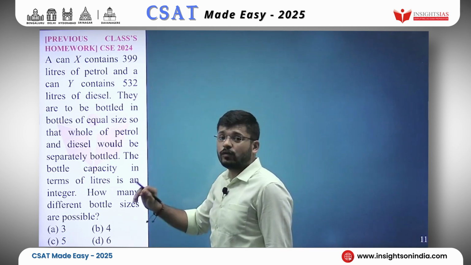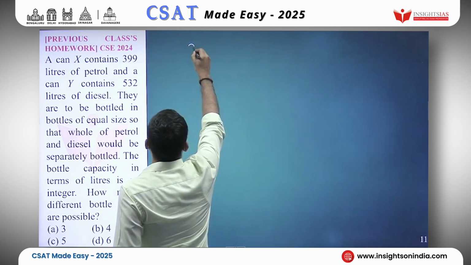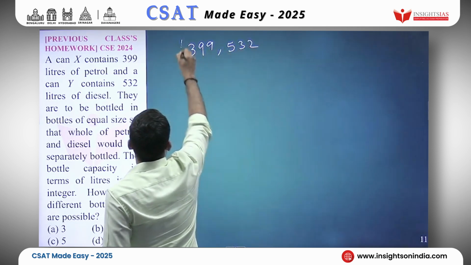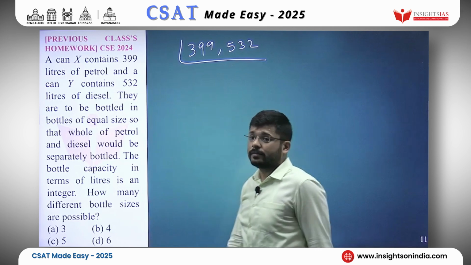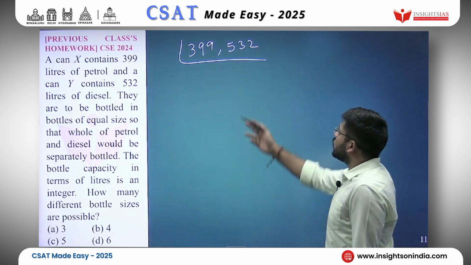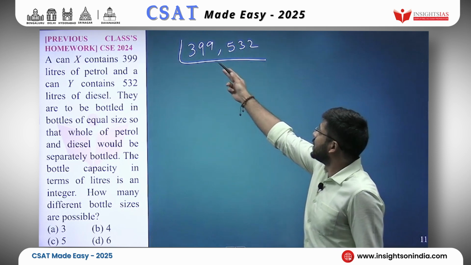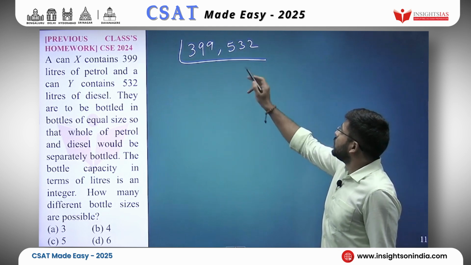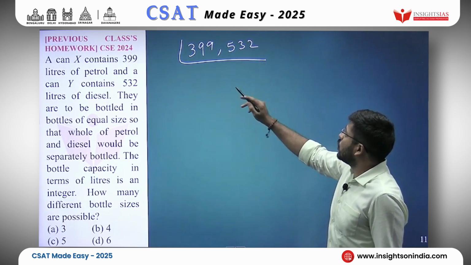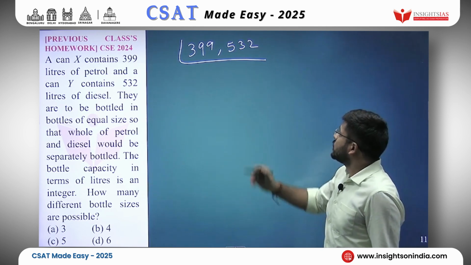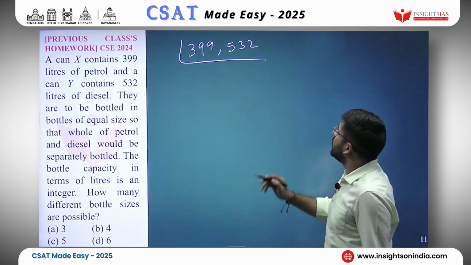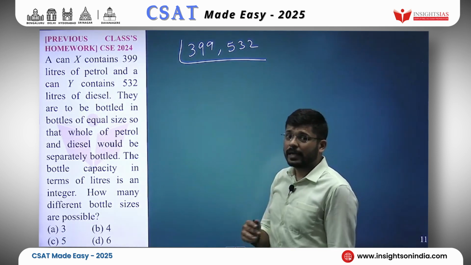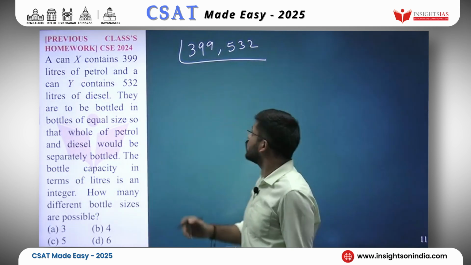Let's find the HCF of 399 and 532 first. How do we calculate HCF? We write the numbers side by side. Then we divide both of them by any common factor. Which common factor do they both have? Since this is an odd number, it is not divisible by 2. Then 3, no, this one is not divisible by 3. 4, no. 5, no. 6, no. 7. I think both of them are divisible by 7, using the divisibility rule of 7.